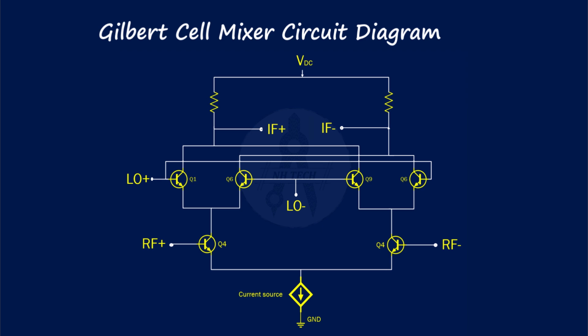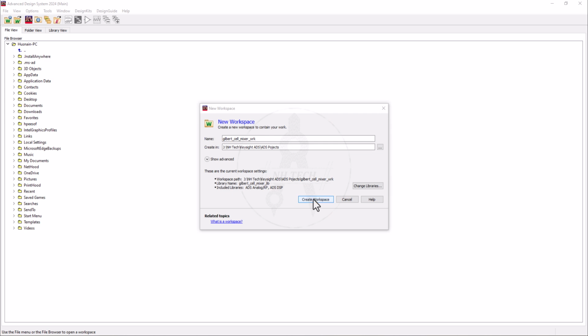And this is the Gilbert Cell Mixer circuit, one of the most widely used active mixer topologies in RF systems. It consists of 6 bipolar junction transistors, arranged to provide balanced mixing, good conversion gain, and isolation between ports. Now, let's start building this step by step in ADS.